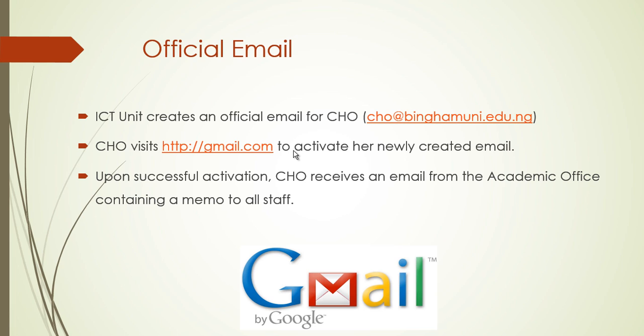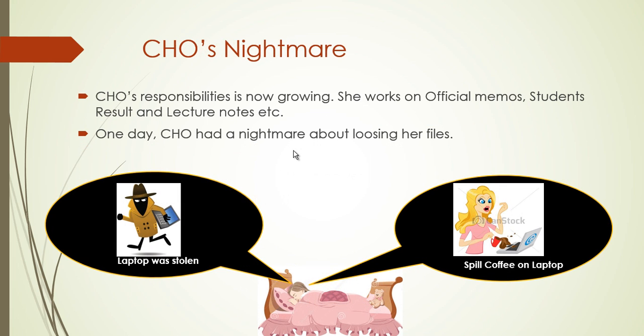Let's move on. All right, so Cho has successfully activated her email, and she has received her first email from the webmaster, or it could be a memo from the academic office to all staff. So you can see how simple it is to get started with Gmail. The next product we're going to look at is something we think the story should drive you to: Cho's nightmare. Being a story-driven approach, we're going to look at another product, but before we do that, we're going to make you see it from a more logical perspective. All right. So Cho's responsibility is now growing. She works on official memos, student results, lecture notes, etc.